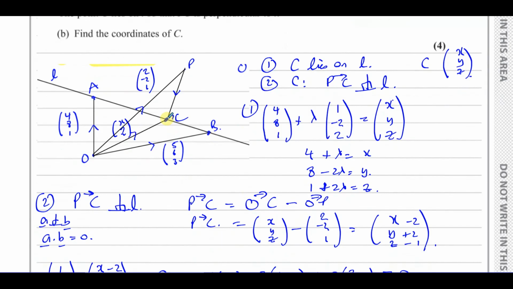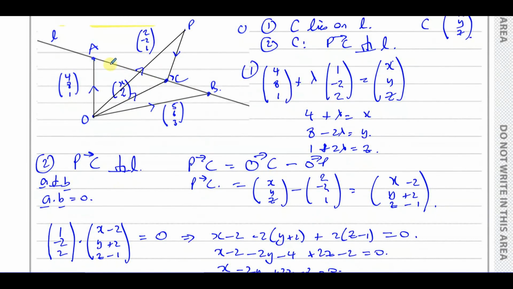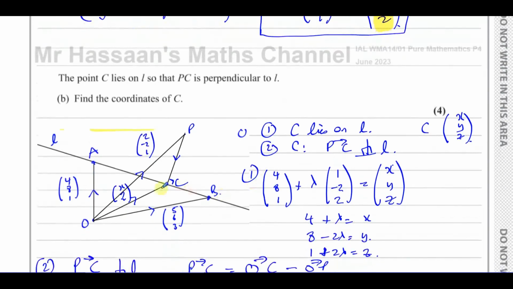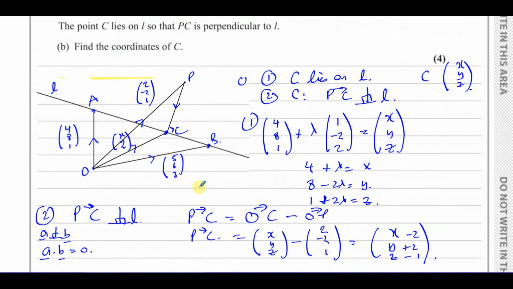Secondly, we knew that the vector from P to C and the direction of the line are perpendicular. When we're thinking about whether it's perpendicular or whatever, we think about the direction part of the line. That's what we use for the scalar product, because we know that the scalar product must be equal to 0 if they are perpendicular to each other.